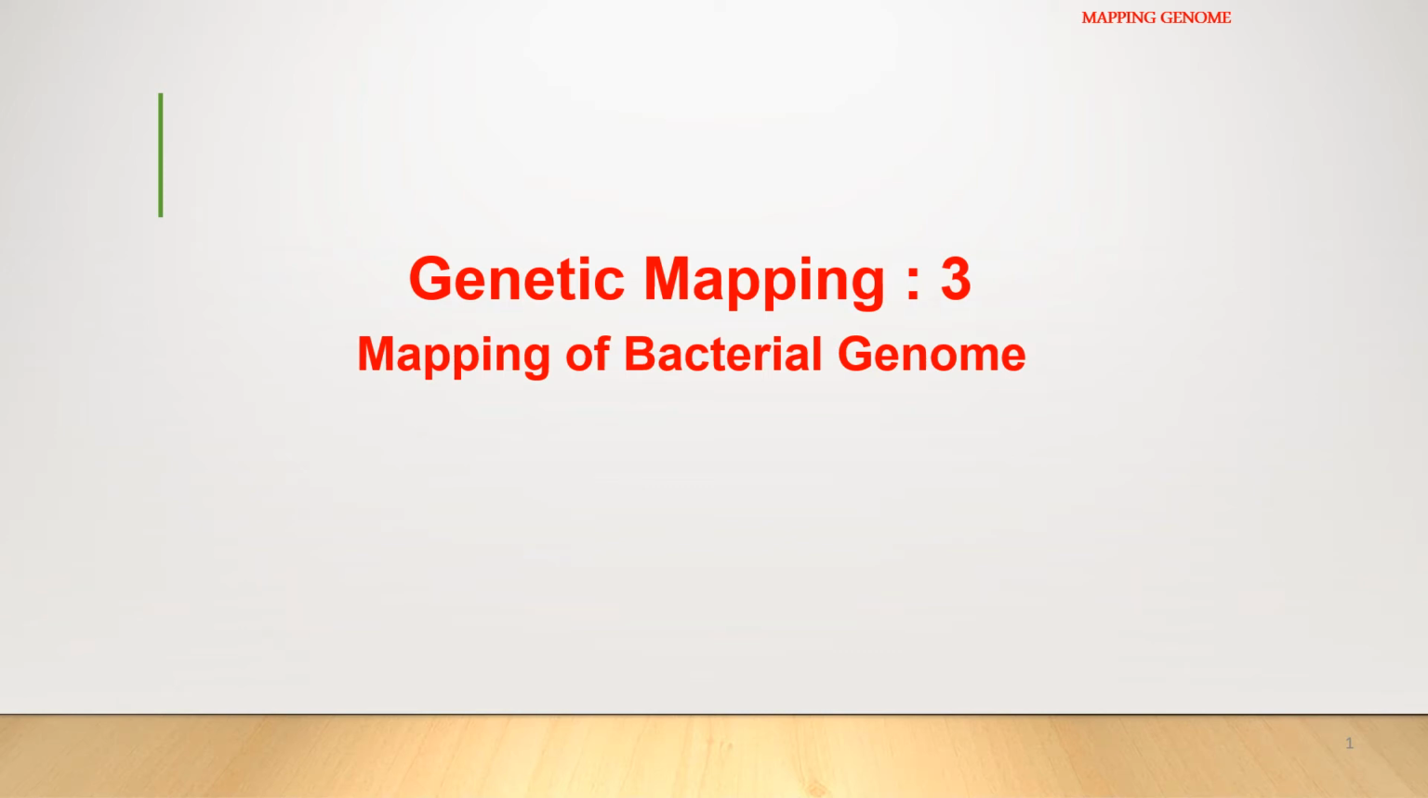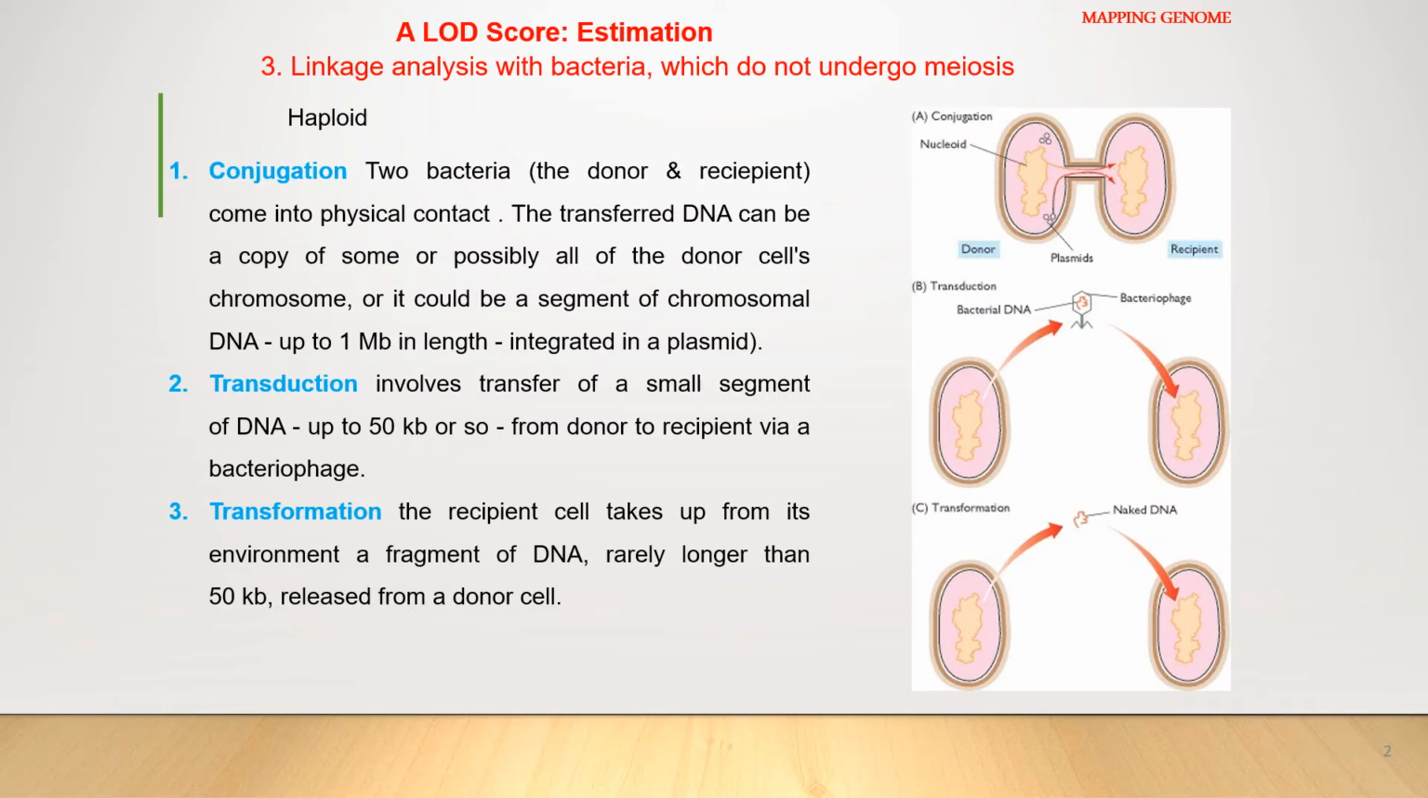In this session, I'll discuss mapping of the bacterial genome. In bacteria, the genes are mapped by means of interrupted mating experiments because bacteria do not undergo meiosis. The modes of gene transfer in bacteria are of three types: conjugation, transduction, or transformation.